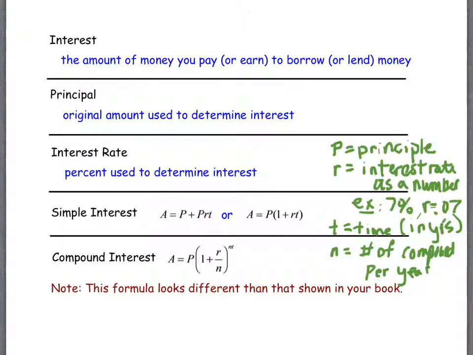I put a note on here that this formula looks different than the one shown in your book. Your book does something a little bit differently. I want to use this formula because this is the one that's done in almost all books. The one in your book is simply not the one that's commonly used. So if you were teaching out of any other book where you were talking about interest, these are the formulas you're going to see, not what your book's presenting.